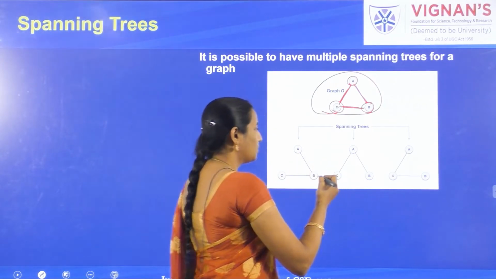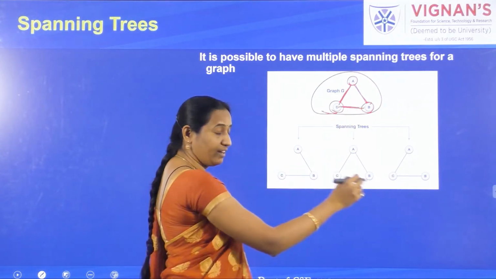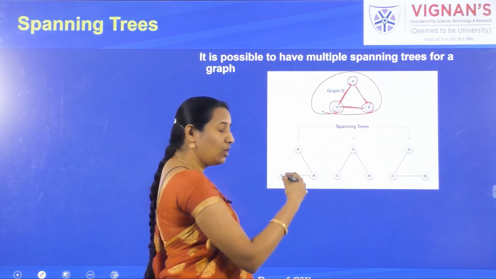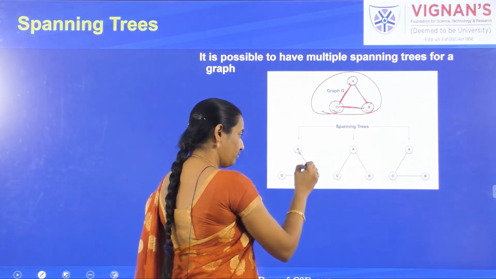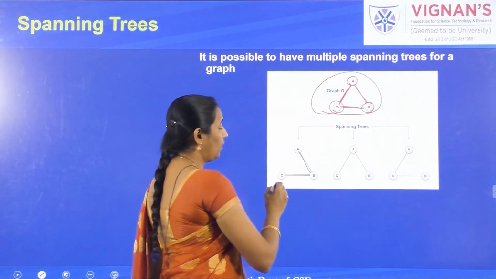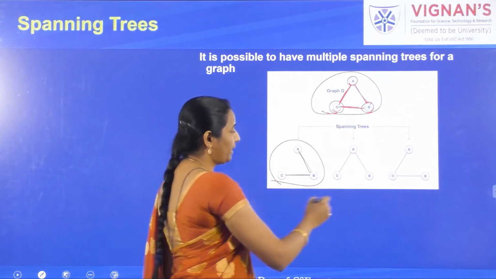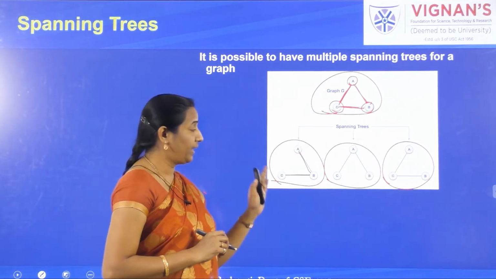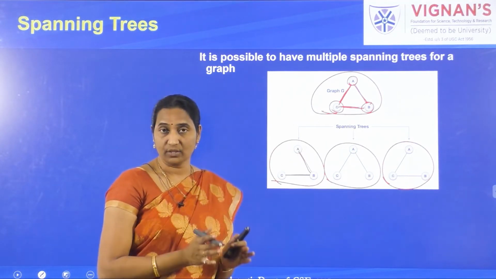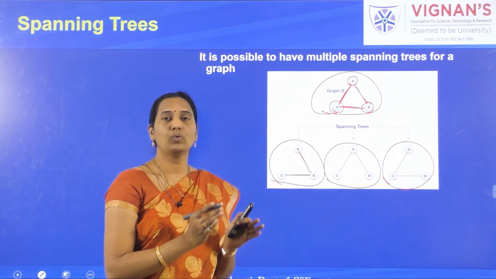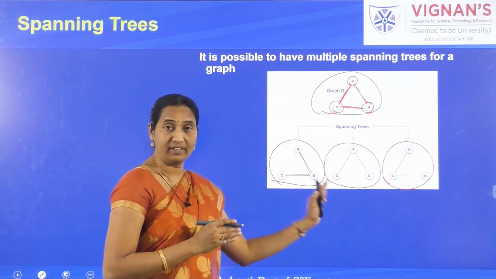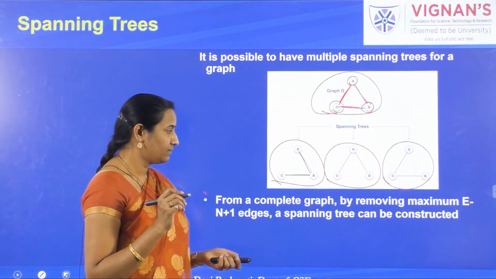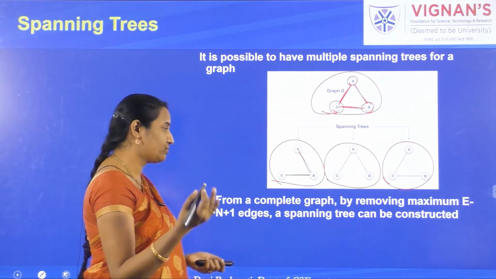So if you consider this, these are all the spanning trees for the given graph. What is a spanning tree? A spanning tree should have all the vertices from the given graph and all the vertices must be connected. If you can design such a graph, then you can call it a spanning tree. So this is one spanning tree, this is another spanning tree, and this is another spanning tree. So for the given graph, I am able to design 3 different spanning trees. There is a possibility of designing more than one spanning tree for the given graph. So that's what can be noticed here. Especially when the graph is a complete graph, there is a possibility of constructing more spanning trees.